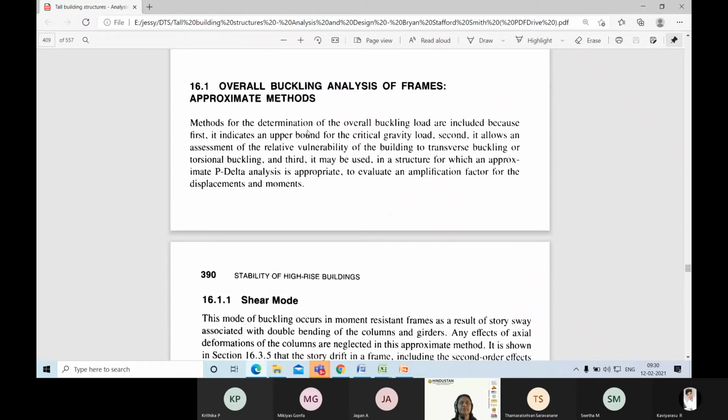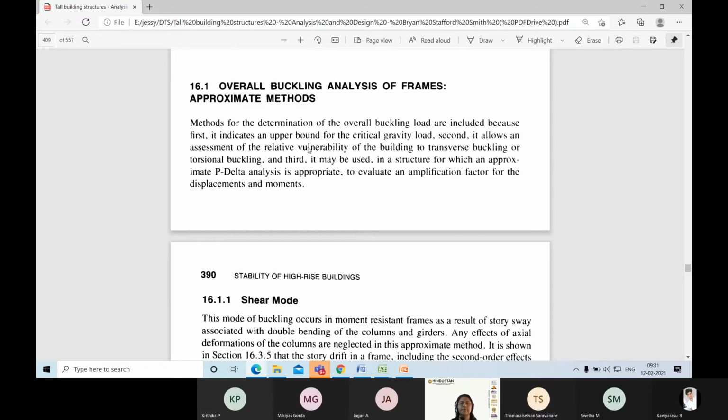Here the methods for the determination of the overall buckling load are included because, first, it indicates an upper bound for the critical gravity load. Second, it allows an assessment of the relative vulnerability of the building to transverse buckling or torsional buckling. And third, it may be used in a structure for which an approximate P delta analysis is appropriate to evaluate an amplification factor for the displacements and moments.